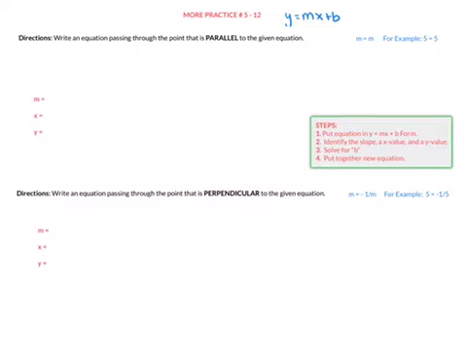For number 6, the equation that we're working with is y equals negative 1/4 x plus 7. And the ordered pair that we want our new line to go through is 8, 3. The equation is already in slope-intercept form. The slope that we want is going to match negative 1/4. The x value that we have is positive 8. The y value that we have is positive 3. We're going to plug this into the equation and solve for b.